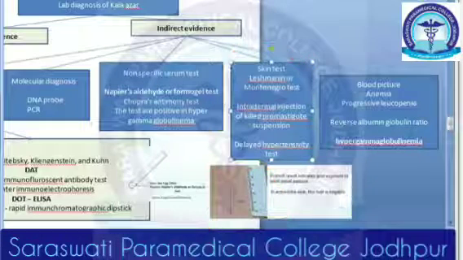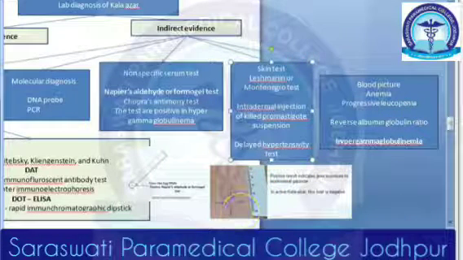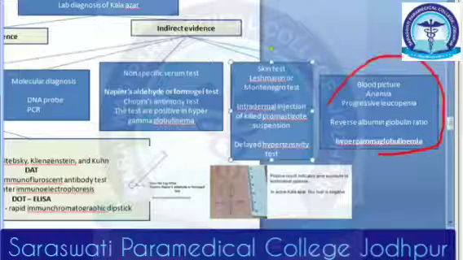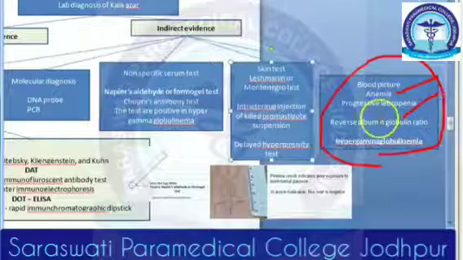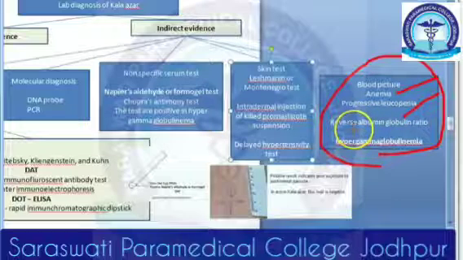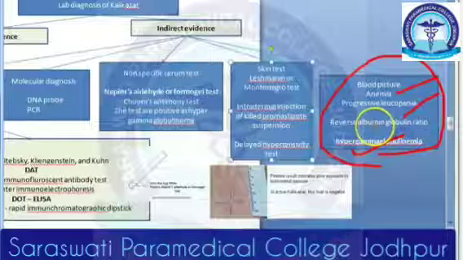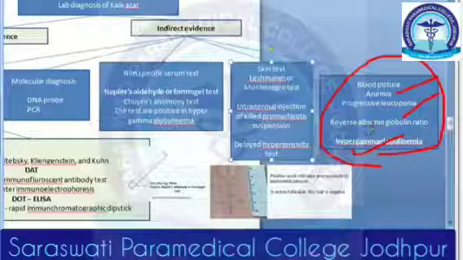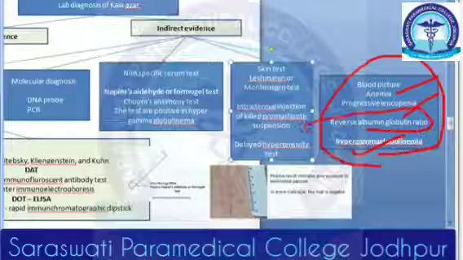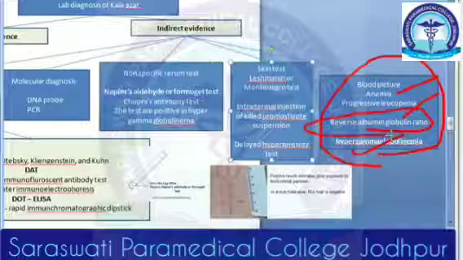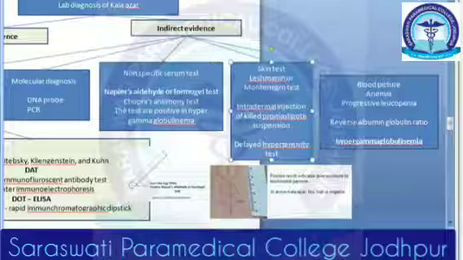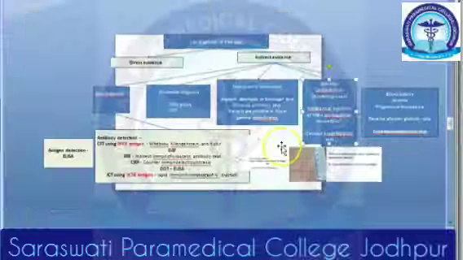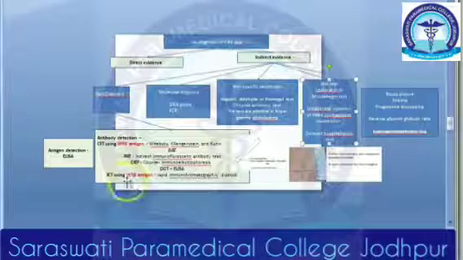Now let us move on to blood picture. What will be there? Anemia will be there, leukopenia will be there, thrombocytopenia will be there, hypergammaglobulinemia will be there in visceral leishmaniasis, and a reverse albumin globulin ratio. There is a reversal of the albumin globulin ratio. Okay, so something to do with proteins, there is some reversal. So this was about the lab diagnosis of Kala Azar.